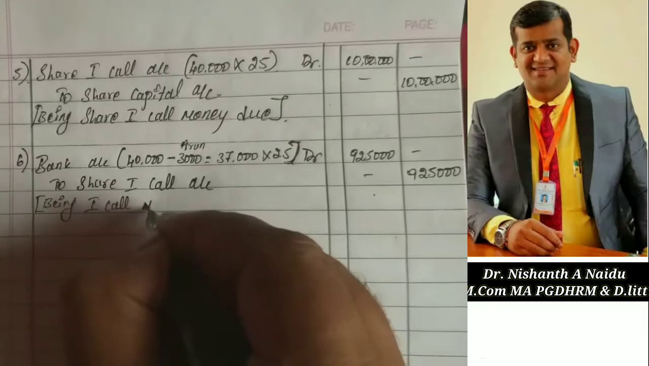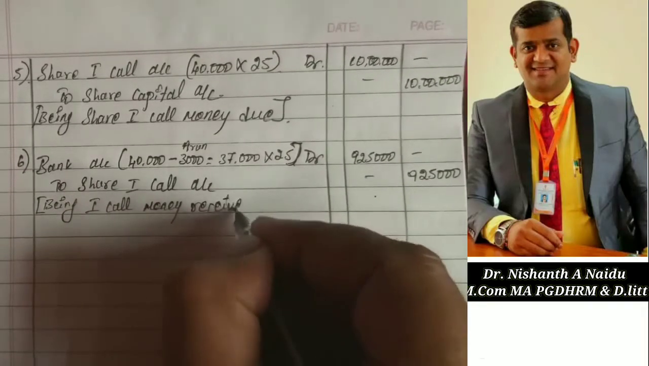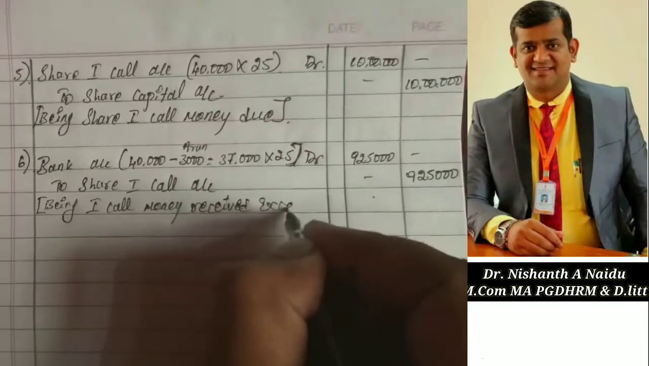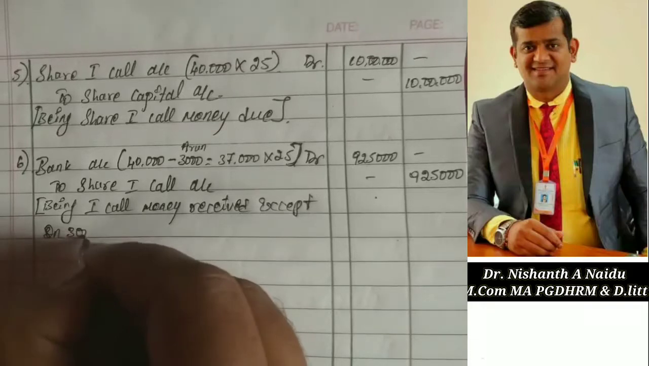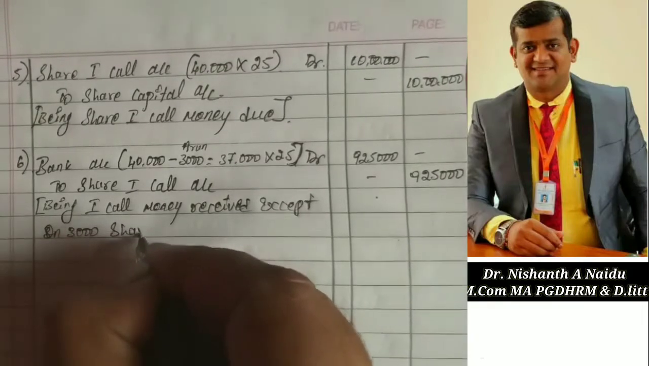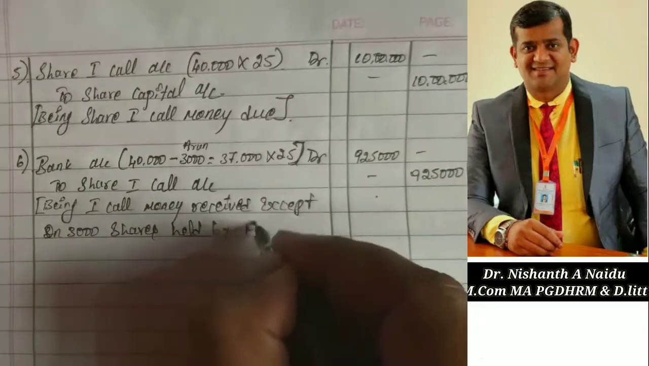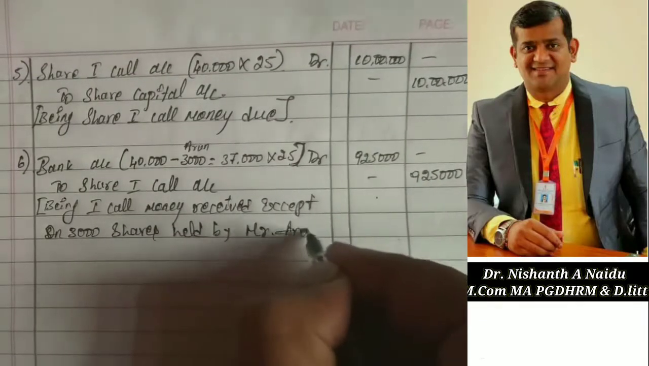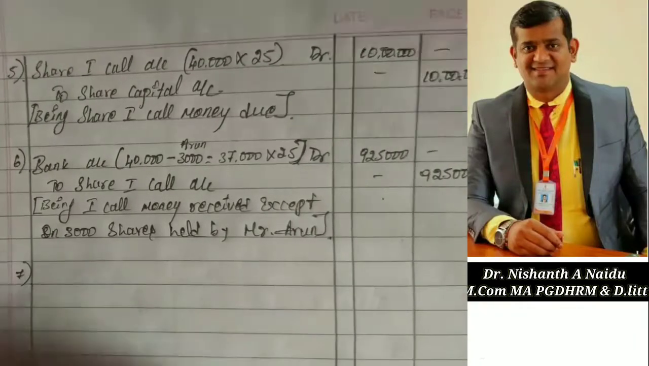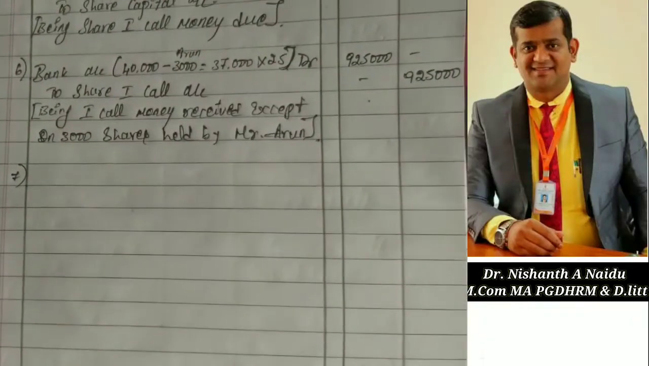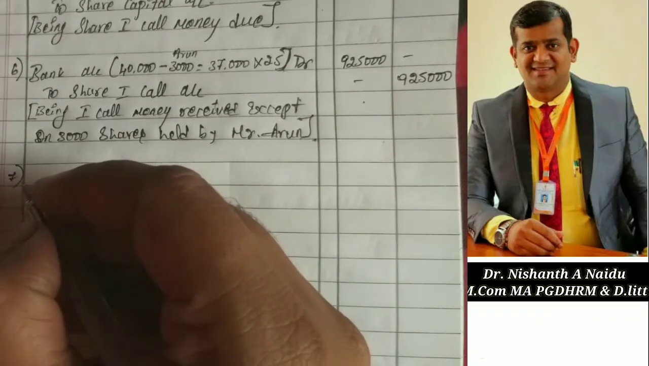So write down the narration: being first call money received except on 3,000 shares held by Mr. Arun. Okay, so next is the seventh journal entry, that is second call money due.